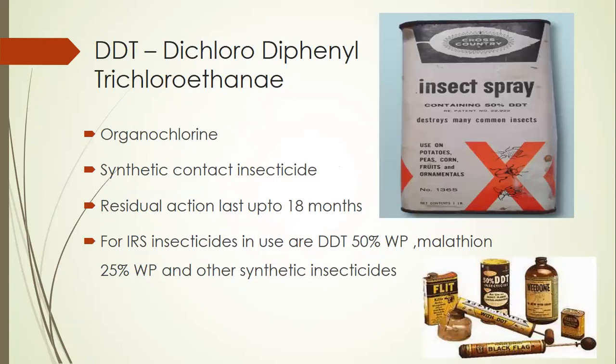Then DDT full form is dichloro diphenyl trichloroethane. It's an organochlorine synthetic contact insecticide. Residual action lasts up to 18 months. For indoor residual spraying, insecticides in use are DDT 50% wettable powder and malathion 25% wettable powder and other synthetic insecticides.